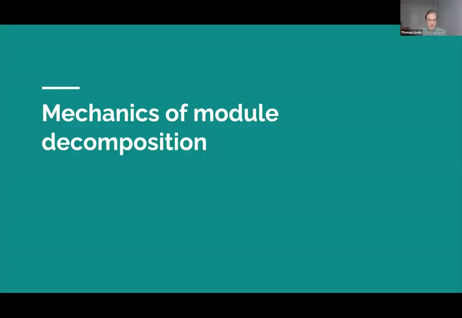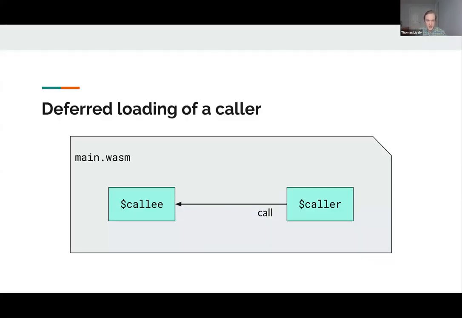So moving on, and holler if there are any questions. Let's talk about how we would decompose a WebAssembly module. We'll start with the simple case. We have this sort of call graph in our module. We have a function called callee, and it's called by another function called caller.